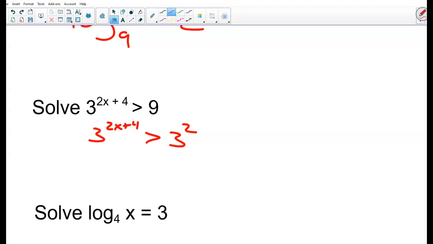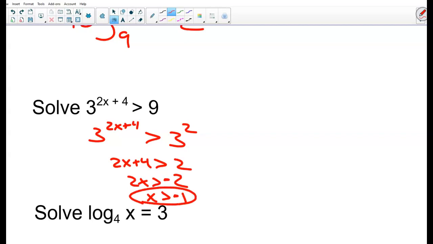So now, 2x plus 4 is greater than 2. I subtract 4, 2x is greater than negative 2. My x is greater than negative 1, and that's my answer. That's it. When you can get the same base, do that. You don't need to do the logs.